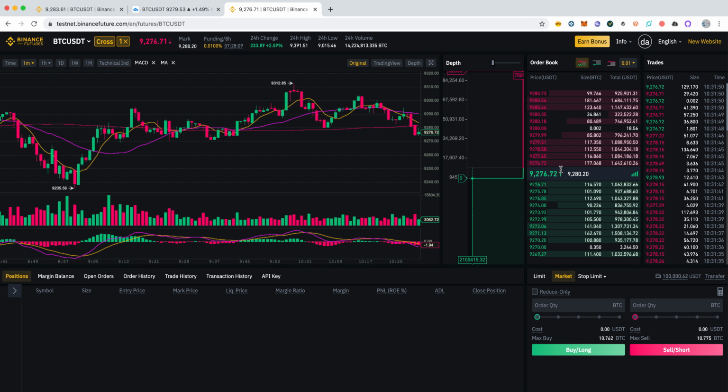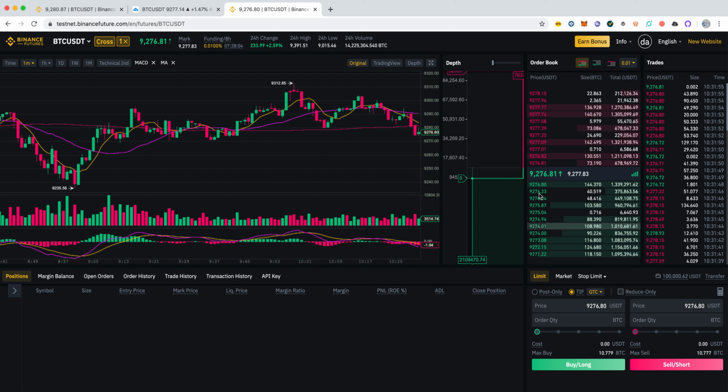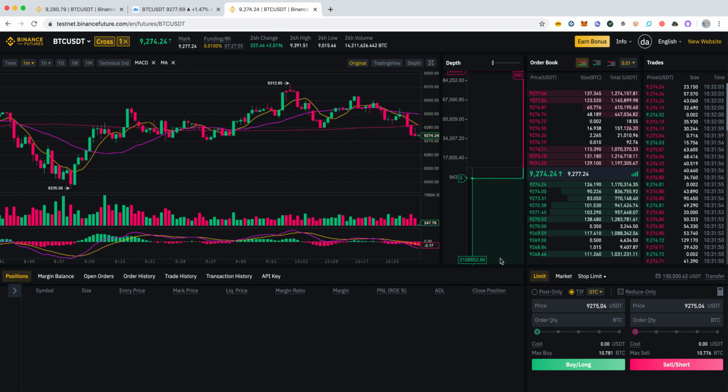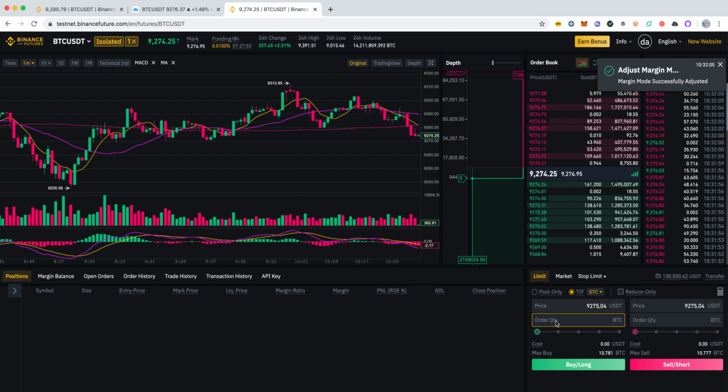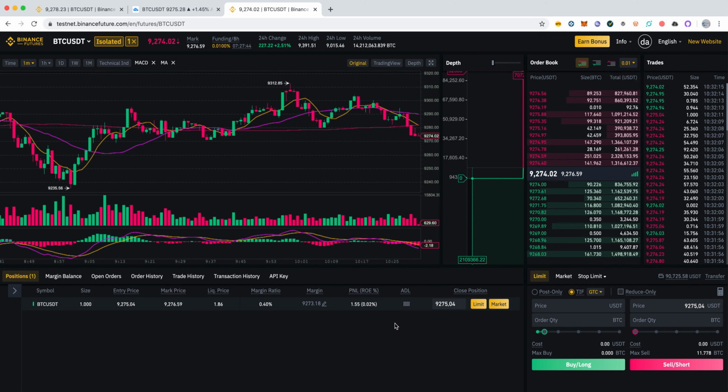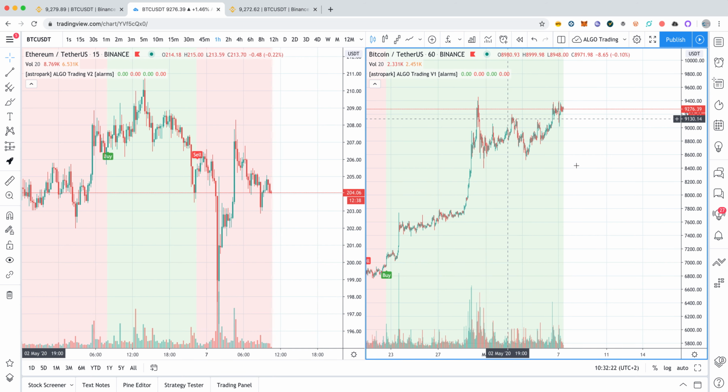How to go long, for example, with a limit order? As I choose the price, I go to the limit, choose a price, and set. Let's move back to isolated. My position is 1 Bitcoin. Order set. This is the entry price. Of course, I'm currently losing. What should I do? Just wait.